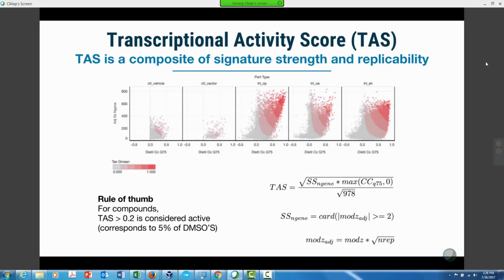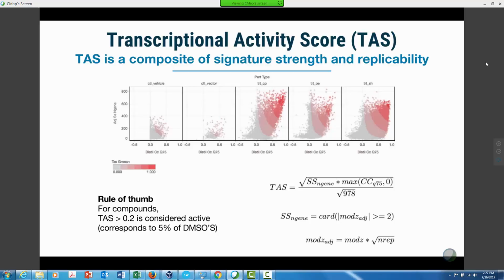Moving on, I'm going to be talking about more the individual signatures. But first, I wanted to introduce a metric that we use very commonly. It's called TAS, which stands for Transcriptional Activity Score. It's a composite of signature strength and reproducibility. The exact formula is down here at right. It's a combination of signature strength, that's all SSN gene is, and replicate reproducibility, which is what CCQ75 means, scaled by the number of replicates included in the signature.